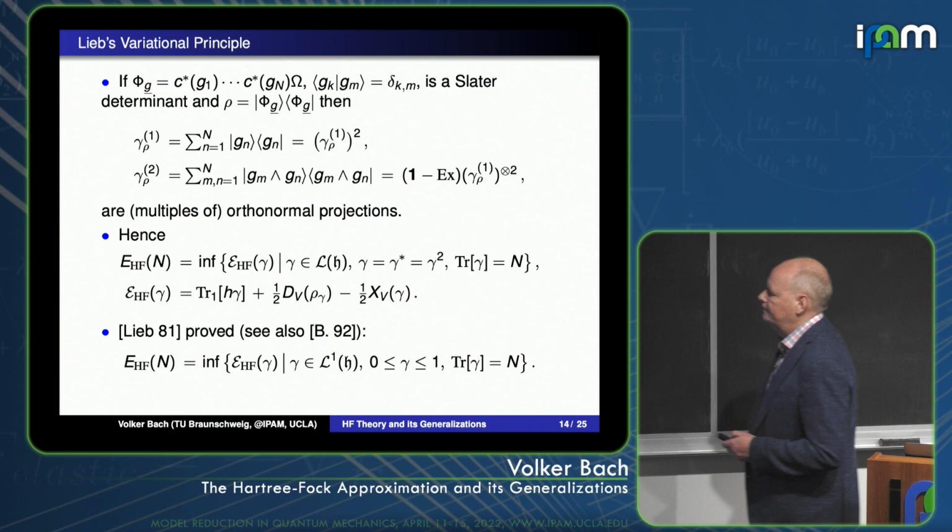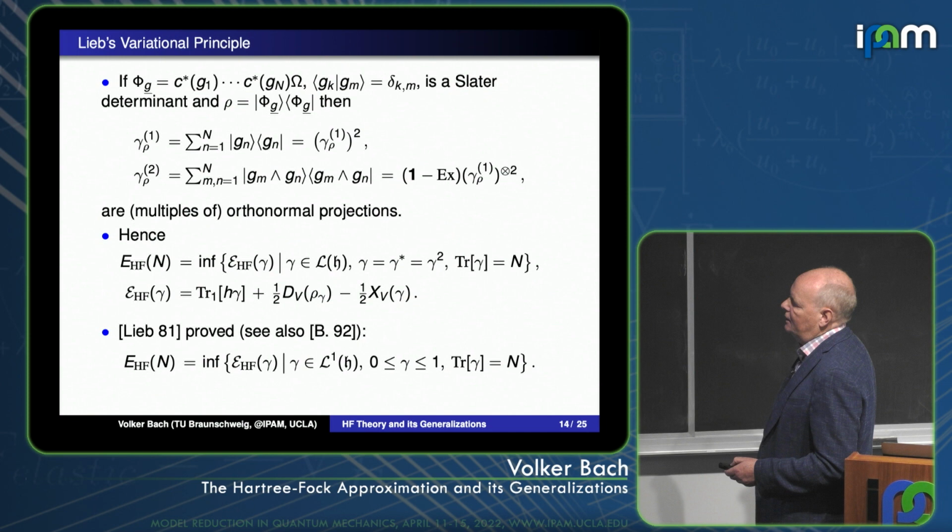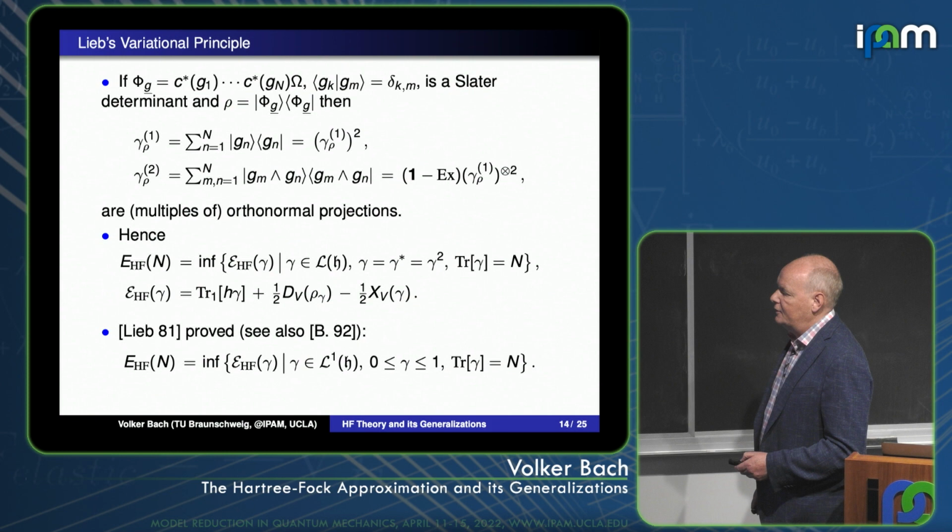Okay, so in other words, we can rewrite the Hartree-Fock energy of n particles to be the minimal value of the Hartree-Fock functional for these projections. I mean, these come from Slater determinants. We have orthogonal projections of rank n.